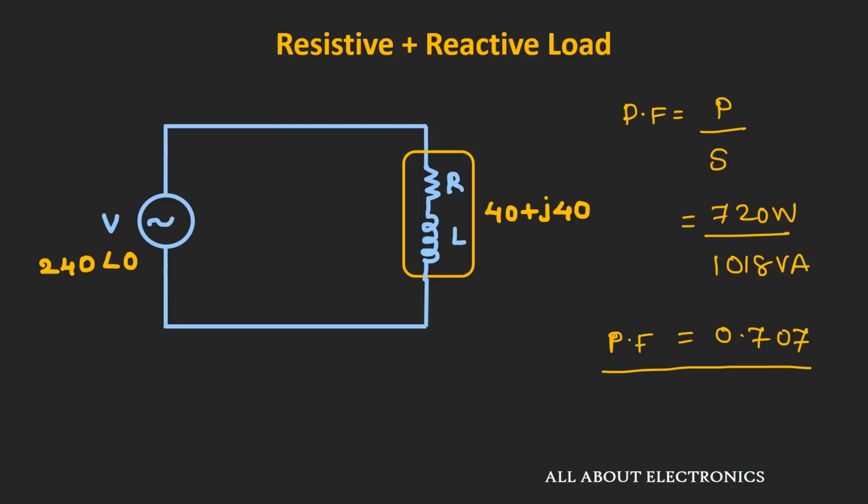In this case, the power factor is 0.707. So the actual amount of power which is being utilized for the work is only 720 watt. But in fact we are drawing more power from the supplier, that is 1018. So this additional amount of power will go across the reactive element. But if we have a purely resistive element, then the entire power drawn from the supply will be utilized for generating the useful work. So for any system, the value of the power factor should be as close to unity as possible.